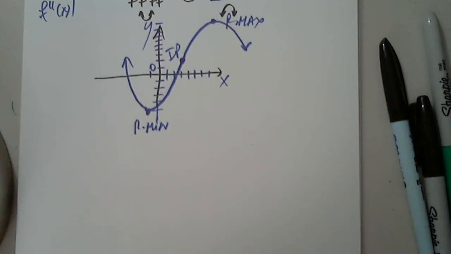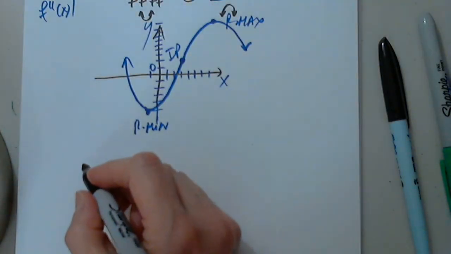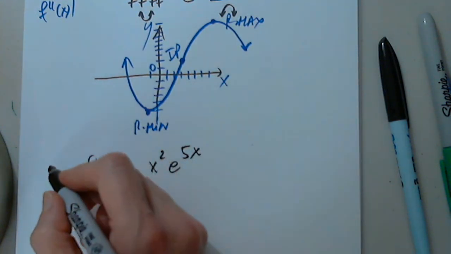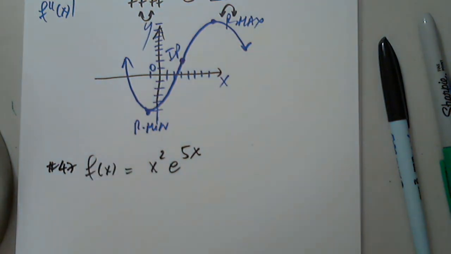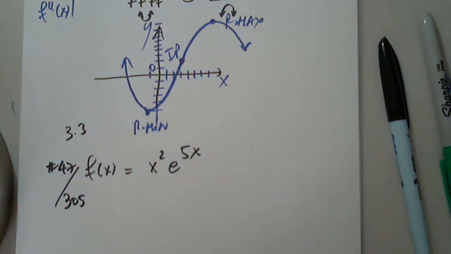Okay, so we looked at one graph last time. Let's look at another graph this time. And I think we did number 43. So let's look at something like f of x equals x squared e to 5x. This book loves natural log and e to the x. And then let's look at a word problem so we can continue. So this is on page 305. We are still in 3.3. Hopefully we make progress today.